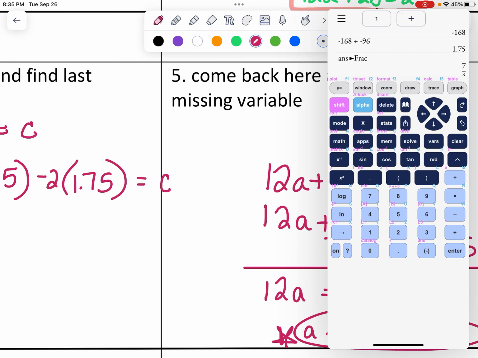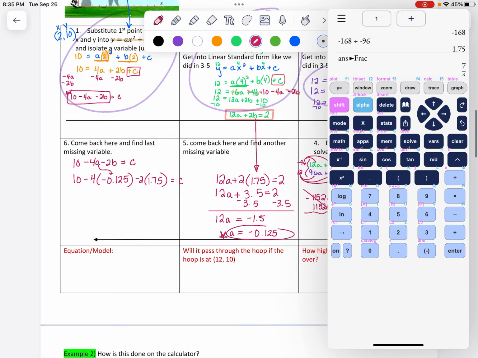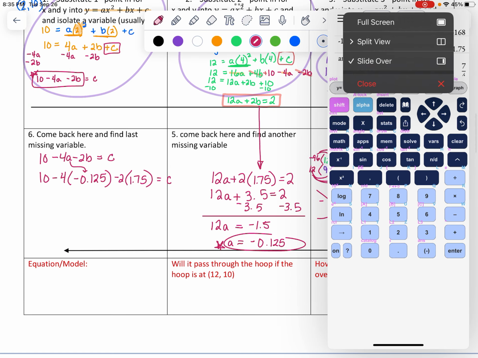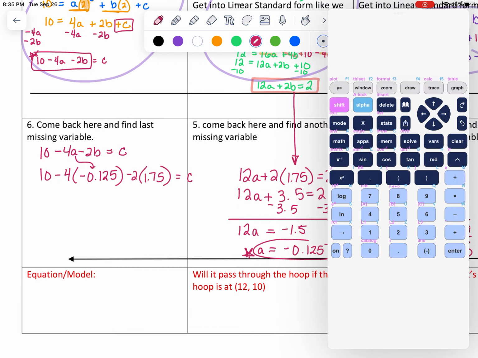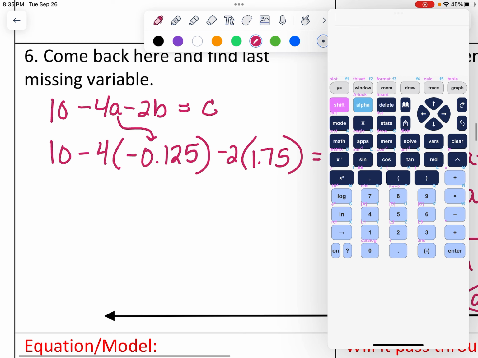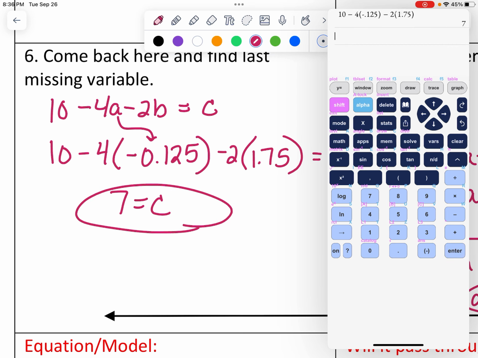Oh, that's embarrassing. Excuse me. All right, I just want to make sure that is in fact what we got for B. Yes, it is. All right, grab that calculator back because again, I don't want to have to redo anything. 10 minus 4 times negative 0.125. And what is that? A minus and a 2 with a 1.75. And we end up with 7 for C, which is pretty good.